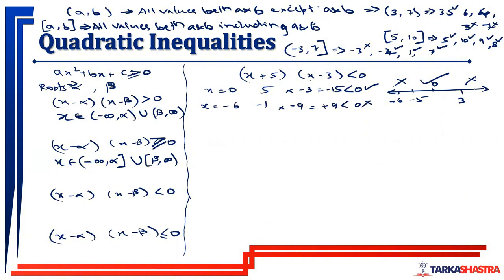If I put any value in this range, let us say x is equal to 5, this will give me 10 into 5 minus 3, it's 2, which is 20. Is it less than 0? No, it is not less than 0. And that is why this range will also not be acceptable.